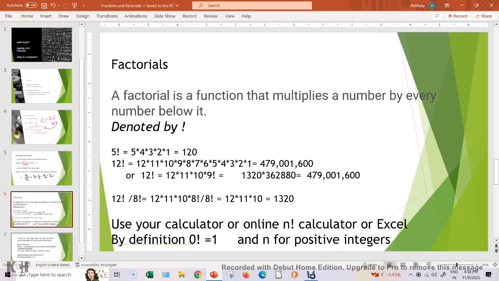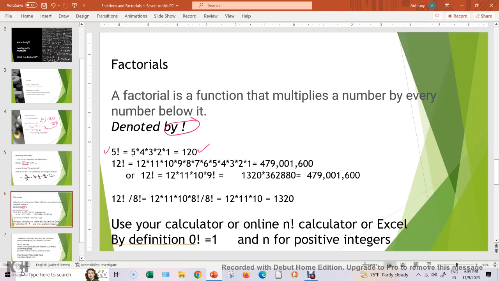Now let's talk about a factorial. A factorial is a mathematical function that multiplies a number by every number below it. And you'll notice right here, I say denoted by the exclamation point. So right here, 5 factorial multiplies a number by every number below it. So 5 factorial is 5 times every number below it: 4, 3, 2, 1. Multiply those together, 5 times 4 times 3 times 2 times 1, you get 120.